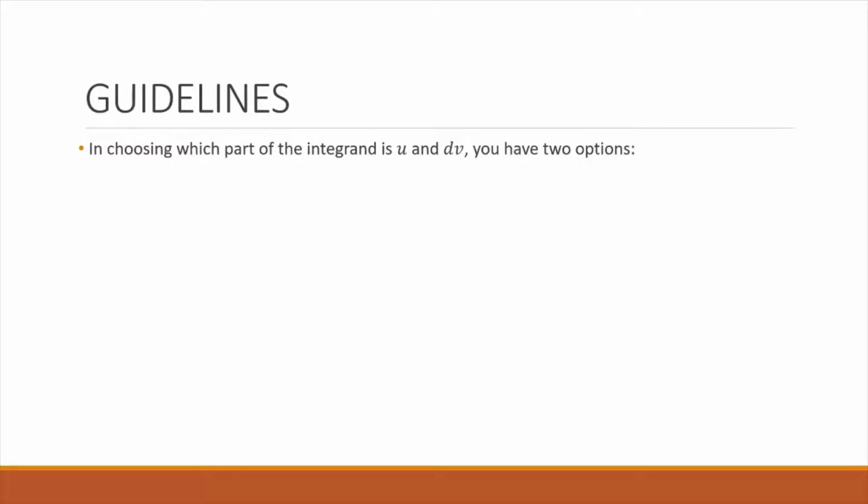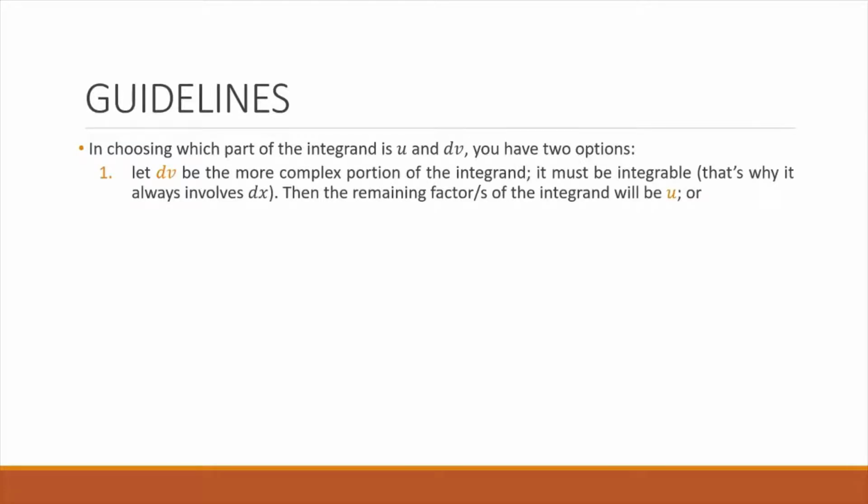Okay, if you opt for choosing dv or specifying dv first, then you have to look for the more complex, usually it's the more complex portion of the integrand. And while looking for the more complex portion of the integrand, you have to bear in mind that it has to be integrable. That's the main requirement for dv. It has to be integrable kasi we have to integrate man dv, diba? That's why it always involves dx, right? Or differential of any other variable, kasi it has to undergo the integration process. And then after specifying the portion for dv, the remaining factor or the remaining expression will be our u.